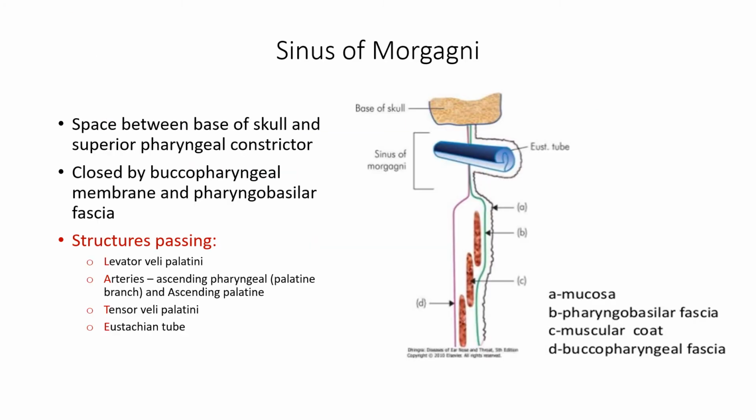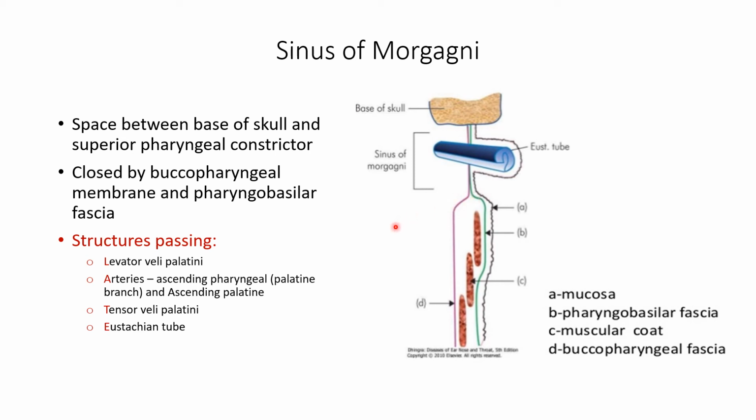So now let us see what is sinus of Morgagni. It is the space between the base of skull and the superior constrictor of the pharynx, and this is closed by the buccopharyngeal membrane and pharyngobasilar fascia.